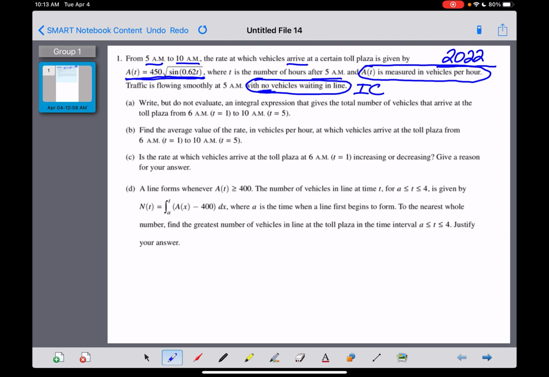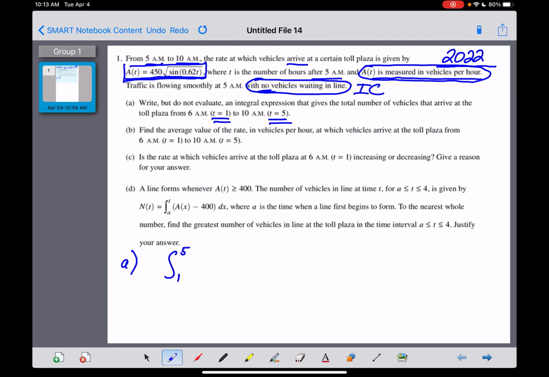Part A is asking us to write but not evaluate, thanks guys, an integral expression that gives the total number of vehicles that arrive at that plaza from t equals 1 until t equals 5. And this is where units are going to help you guys out. This A of t function that we were given right here, we said just a while ago, is measured in vehicles per hour. We want the total number of vehicles that are going to arrive then. So how do we go from a vehicles per hour function to vehicles? That's what a definite integral is going to be for here. We're going to do a definite integral here starting at t equals 1 and ending then at t equals 5 of that A of t function.